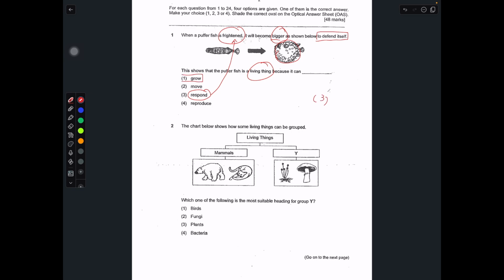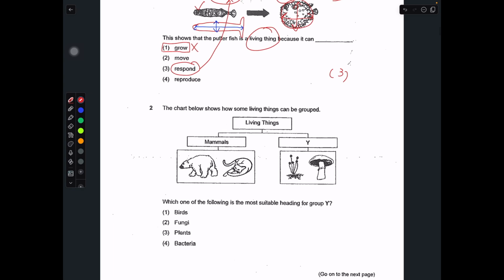Some of you may think that it is growth. That's actually not growth. If it's growth, it is more likely that the picture would show you this, that means either the fish becomes longer or larger in length. Some of you may argue because it's larger, but it's not. It only appears larger, and they only do this when they are frightened. If not, they will always be in this size, which is on the left hand side.